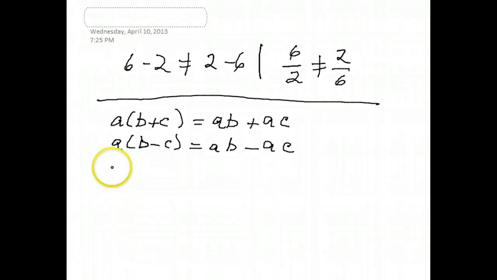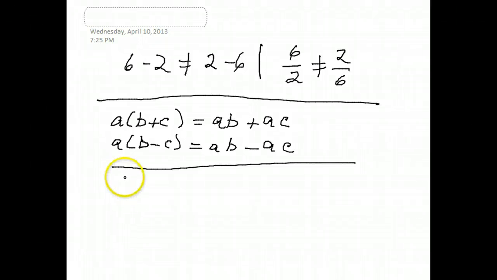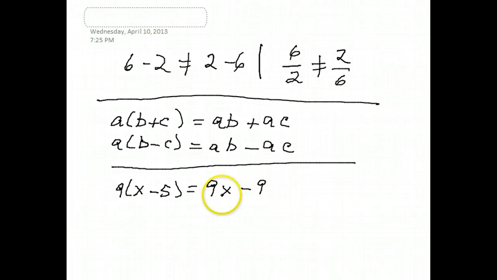So a specific example of that. Usually we don't need to do that if it's just numbers, right? It's not going to really give us anything, but we use this principle when we have variables. So if I have 9 times (x minus 5), I can multiply the 9 by the x and then the 9 by the negative 5. So this will give me 9x minus 9 times 5, which would be 9x minus 45. Right?